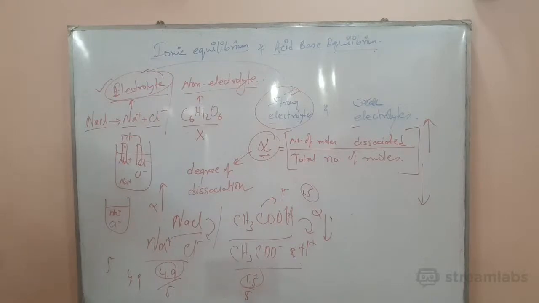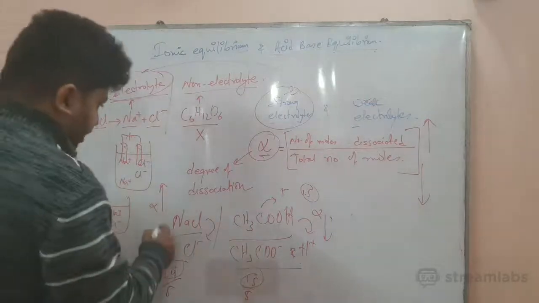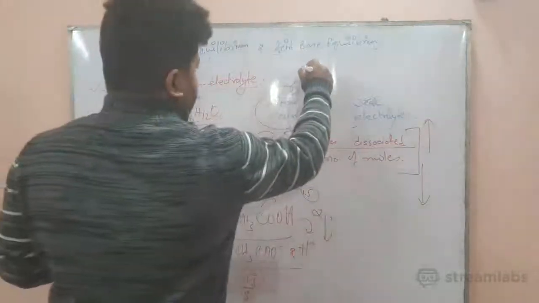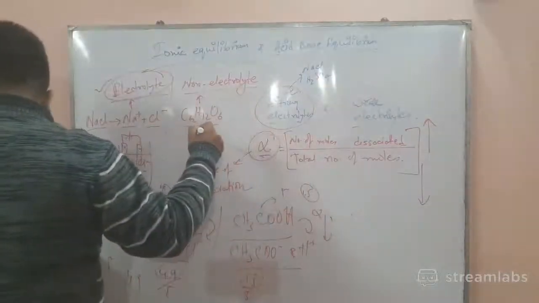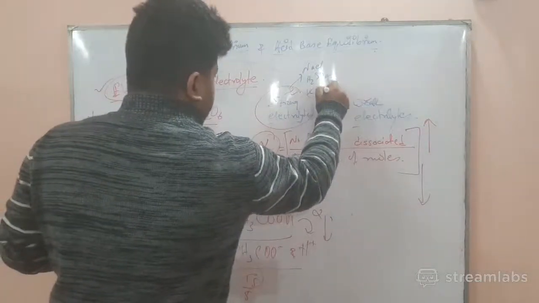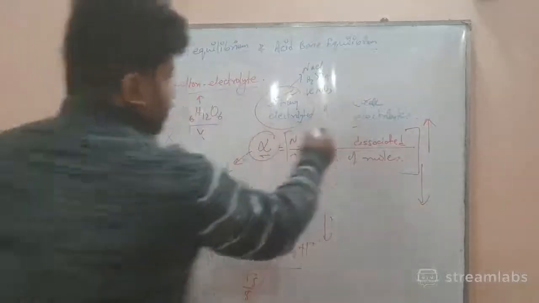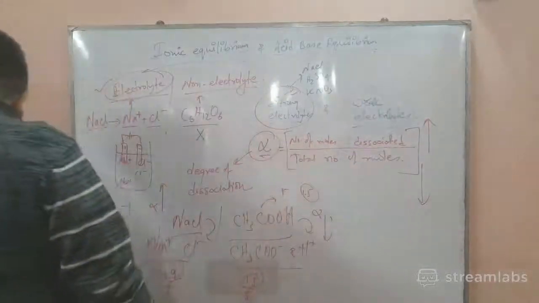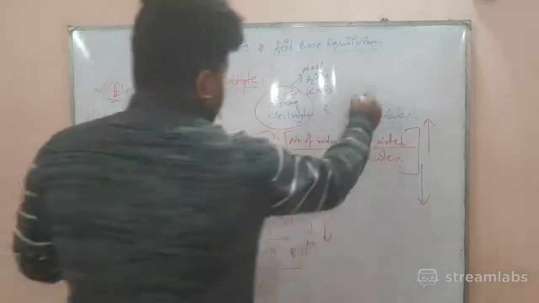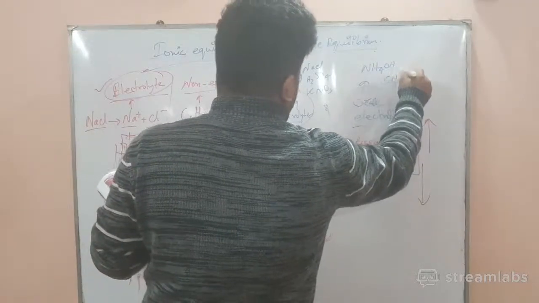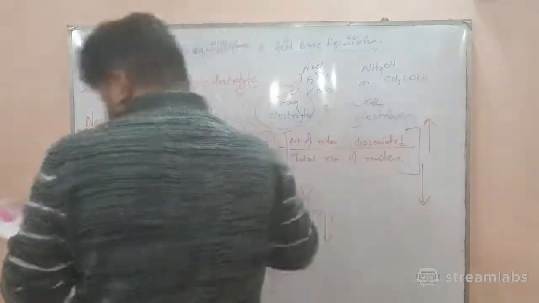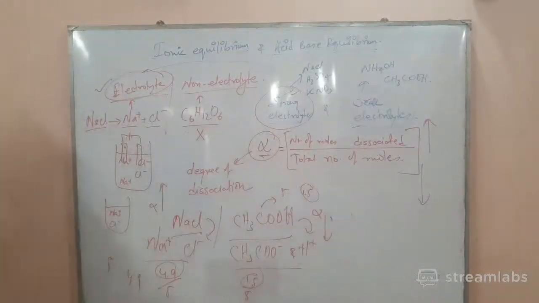The examples of strong and weak electrolytes are given. Strong electrolyte examples are NaCl, H2SO4 and KNO3. These are strong electrolytes. Weak electrolyte examples are NH4OH, CH3COOH, etc. You need to keep these examples in your mind for a better understanding of the chapter.